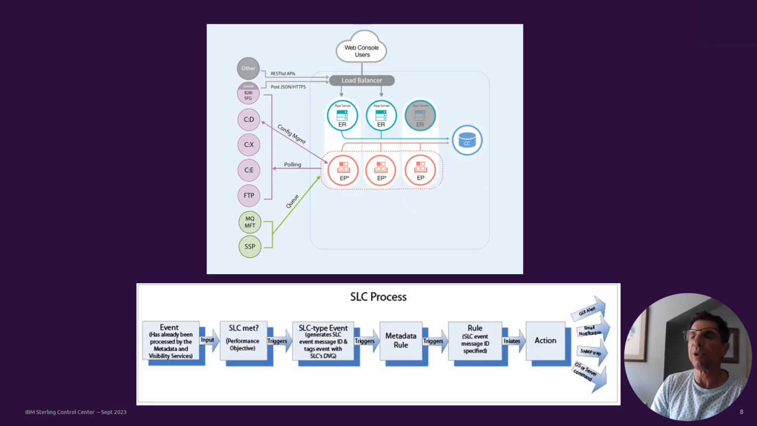So I've got a couple of pictures. I'm not much in the way of using graphics, but this top one shows how Control Center can have multiple EPs. It can have multiple web servers to provide both high availability as well as spread the load. If you're monitoring 30,000 ConnectDirect servers, as I know at least one customer is, you probably will need to set up multiple engines, multiple event processors to handle that kind of load.